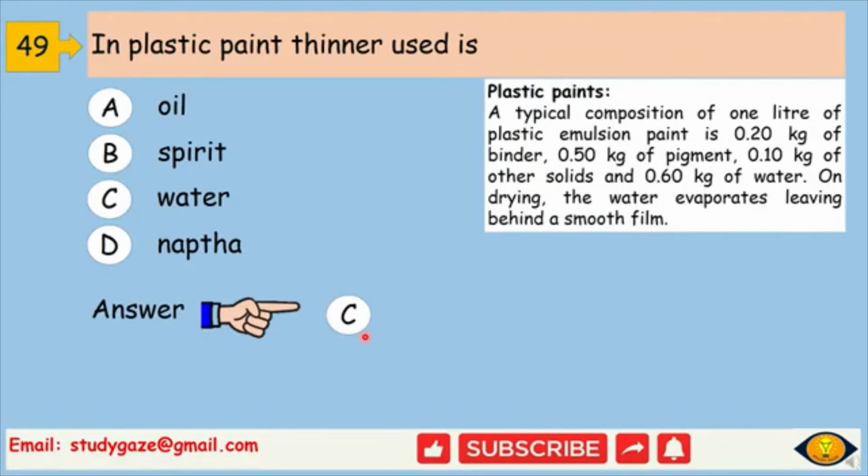Plastic paint has a typical composition of 1 liter of plastic emulsion paint, that is 0.2 kg of binder, 0.5 kg of pigment, 0.1 kg of other solids and 0.6 kg of water. On drying, the water evaporates, leaving behind a smooth film.